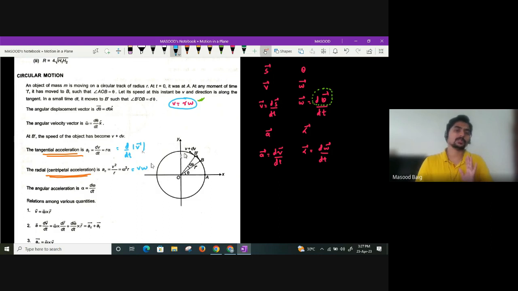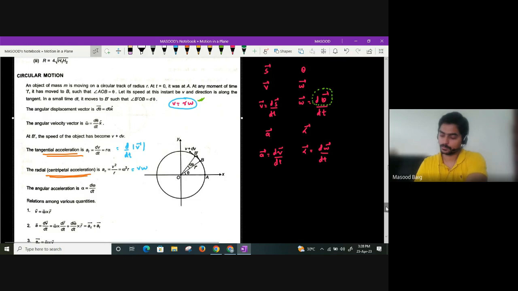Which component will affect the speed or velocity in circular motion? Tangential acceleration. It is also given as rate of change in speed, guys. d by dt of v bar. Clear, everyone? Yes or no?